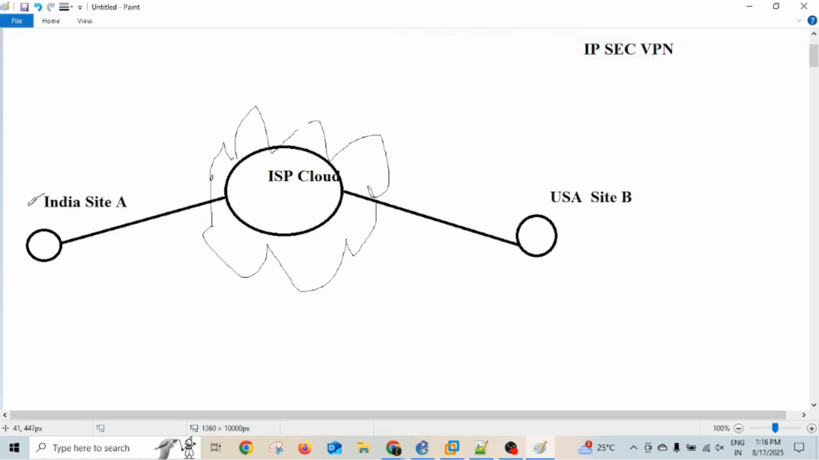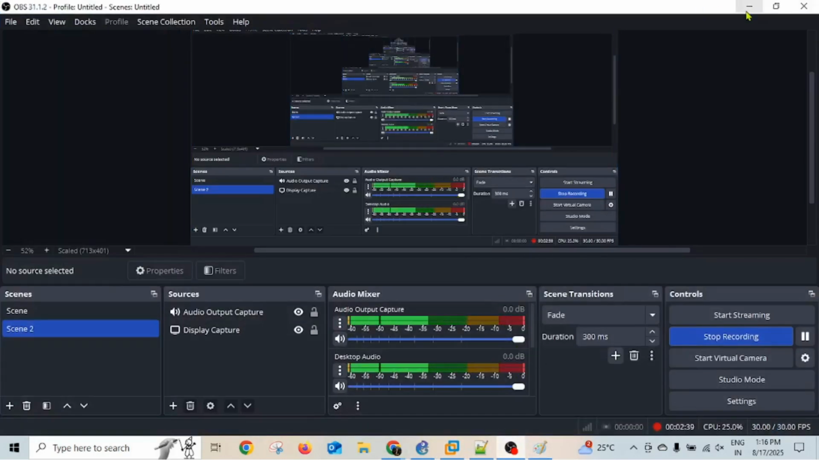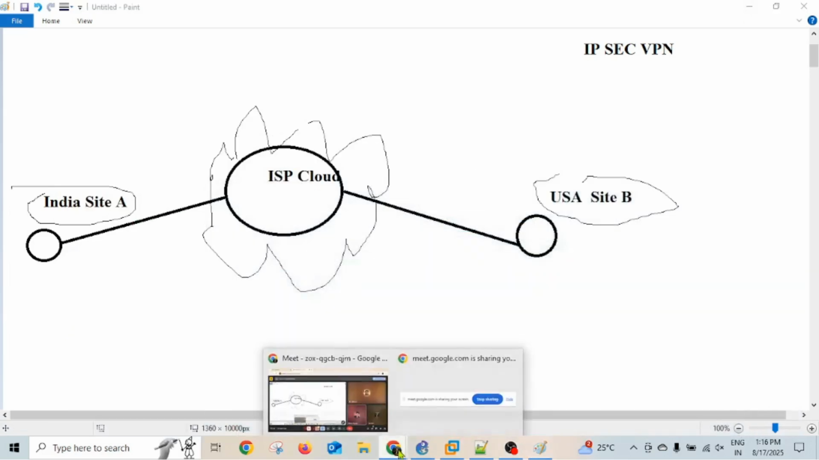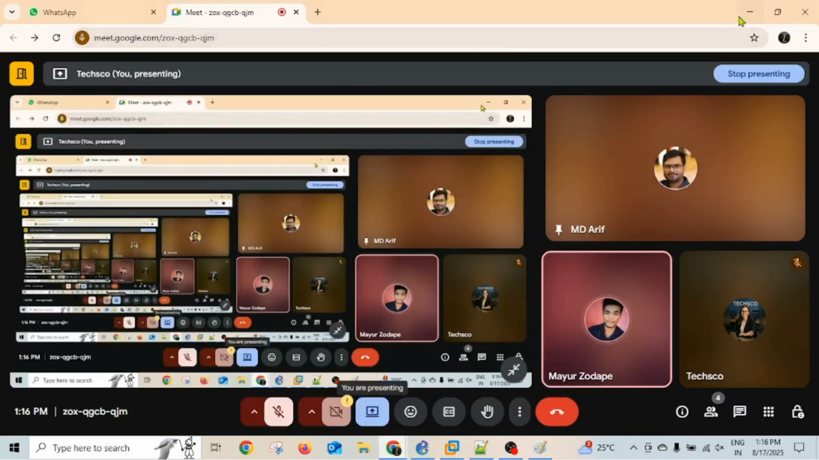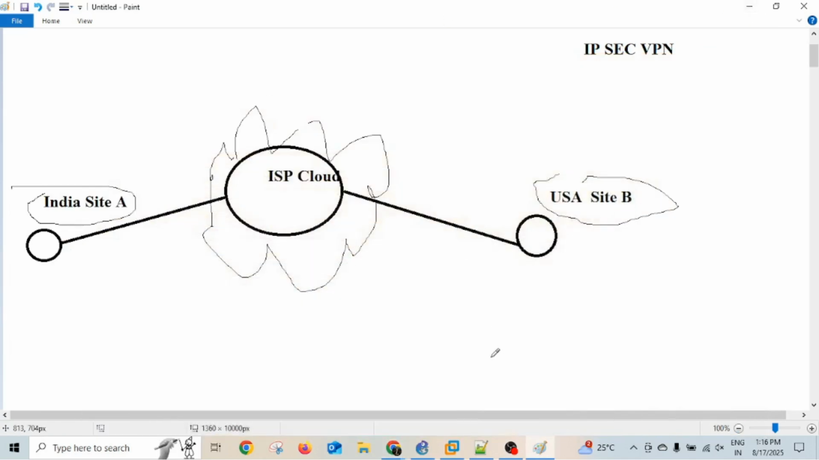Is my screen visible? Your configure screen is not visible. Okay, let's see. Now it is visible. Yes.